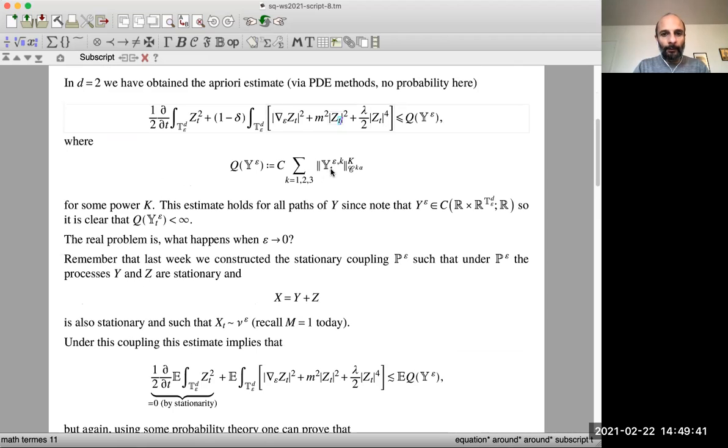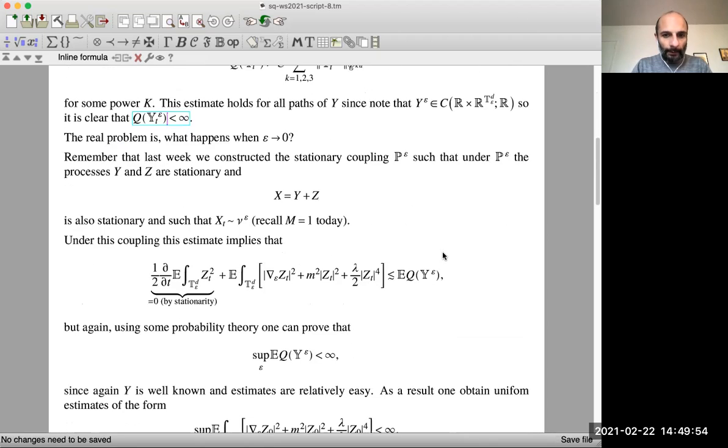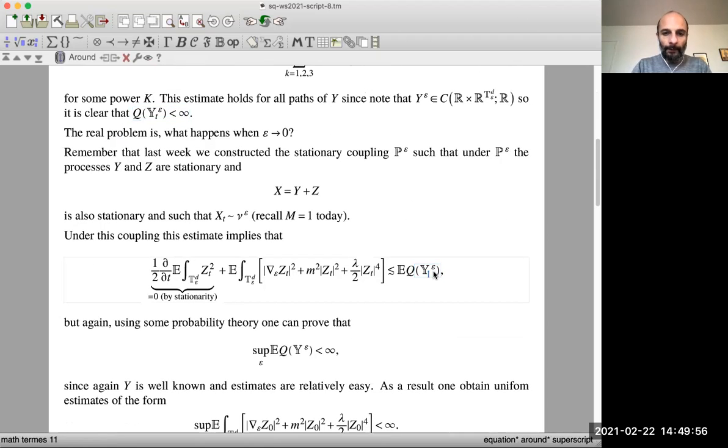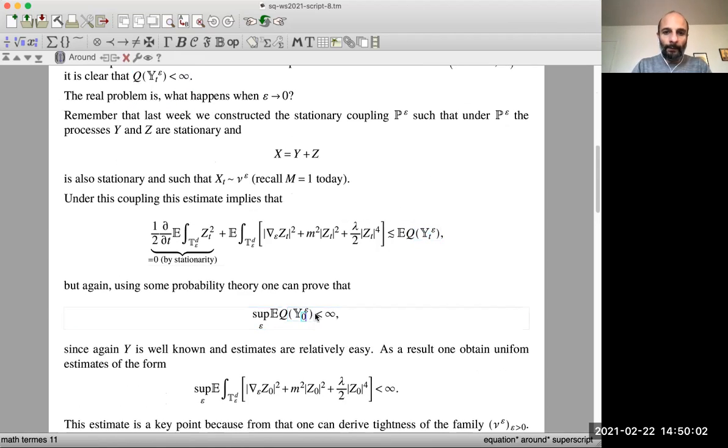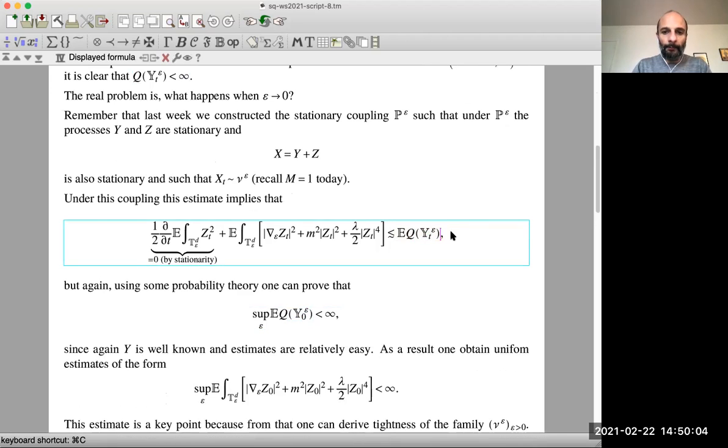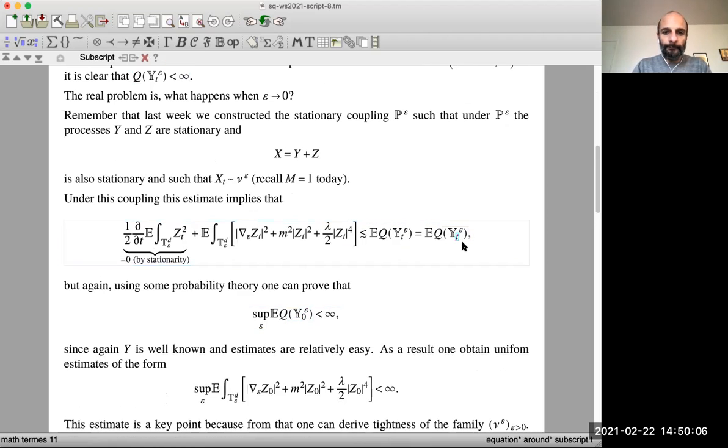Okay, y zero is one of these terms. Actually, let me be more precise, because everything here is computed at a given time. Here you can compute everything at any given time. You have a stationary coupling, so this is really the things at time 0. Because the coupling is stationary, you don't care.